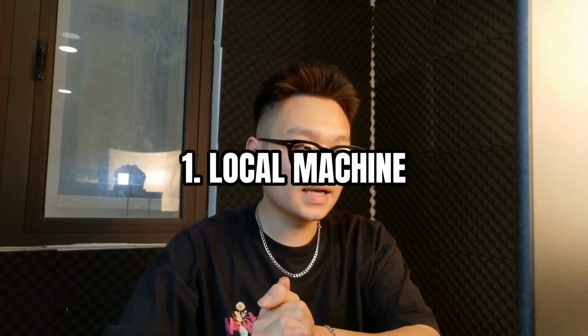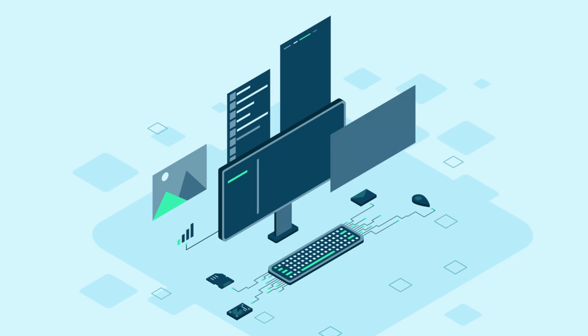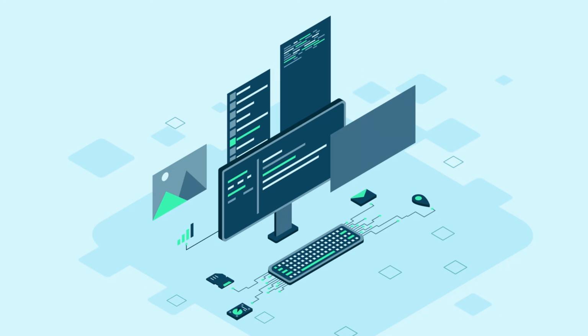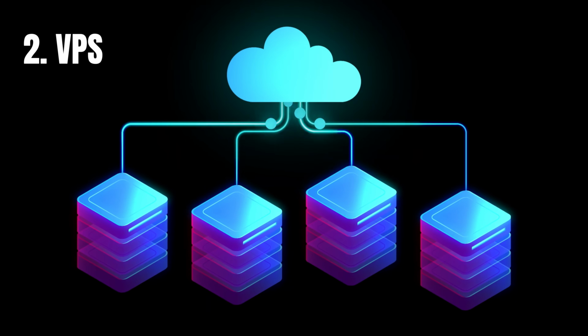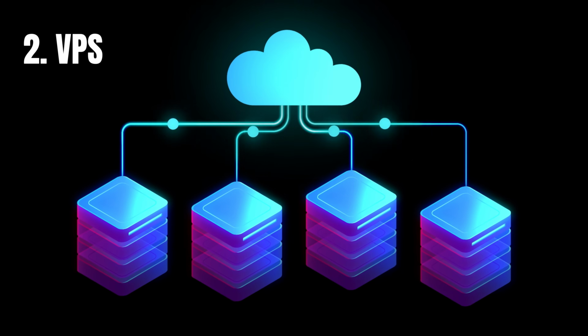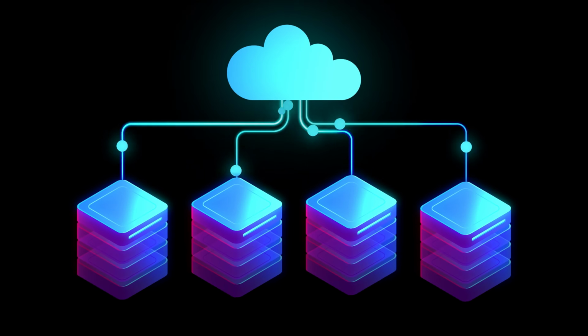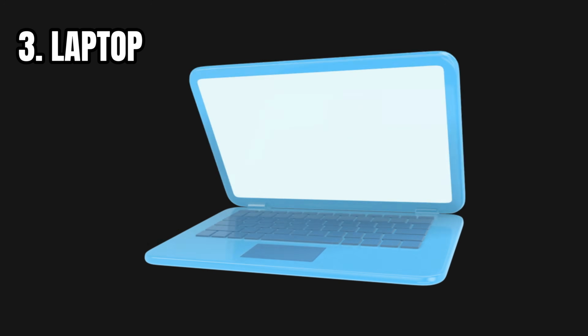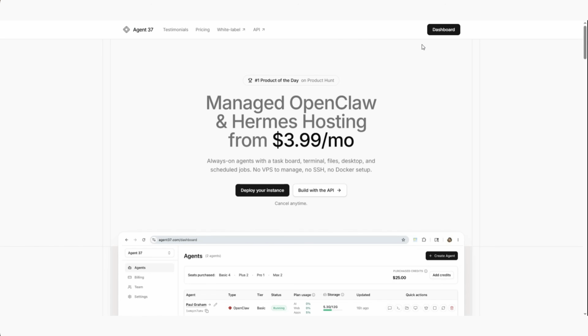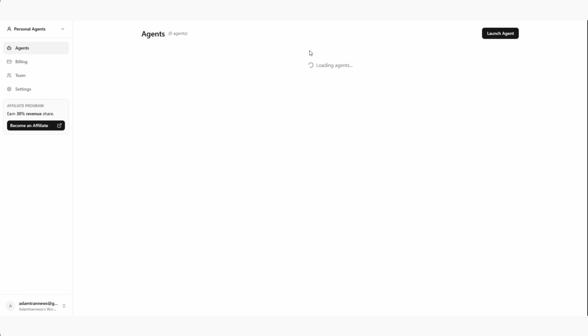One option is a dedicated local machine. This gives you direct control over the hardware and can also support local models. A VPS gives you a remote machine that stays online without using your personal computer. You can also use a spare laptop as a dedicated agent machine. For this video, I'm using Agent 37, which is a managed AI agent hosting platform. It provides managed hosting for persistent agents such as Hermes and OpenClaw. This also means the Hermes environment can remain available without depending on my personal computer.